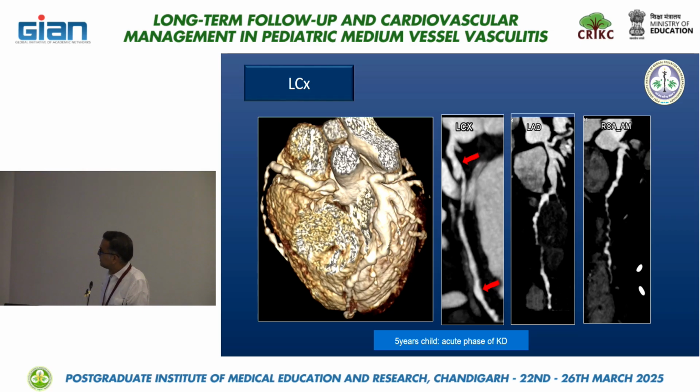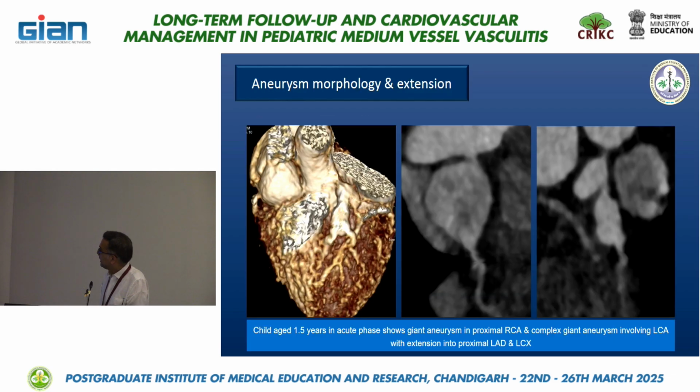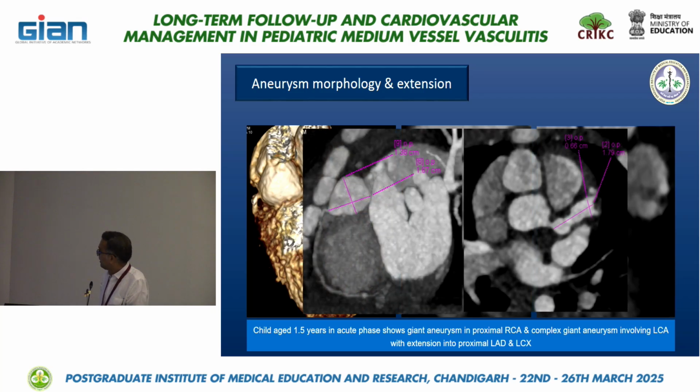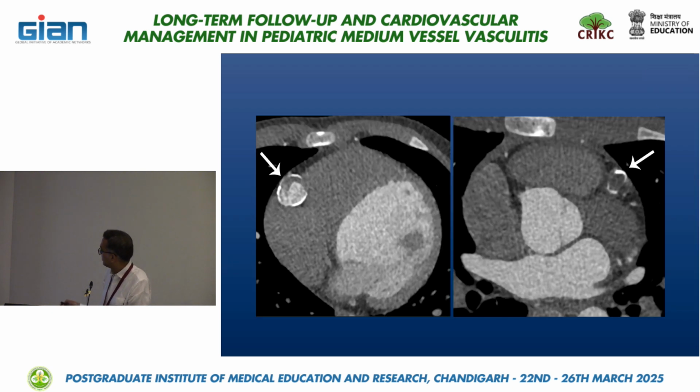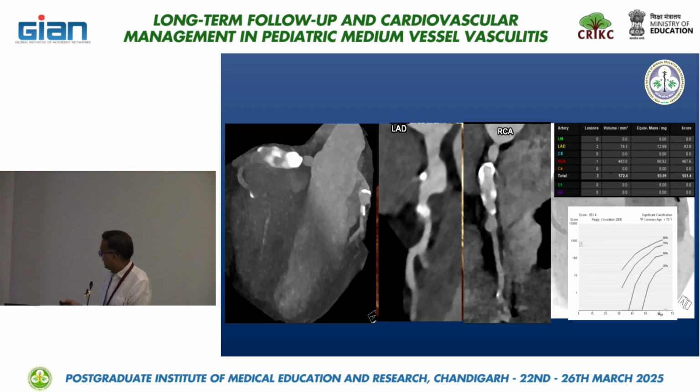So CT is particularly highlighted as important for delineation of the LCX abnormalities, which may not be properly picked up on echo. And we can see the whole length of involvement as well as its morphology, location, eccentricity and all features. Then subsequently we may see the changes in the wall as well as formation of calcification. We can quantify the calcium score and its progression, or whether it is the same during the follow-up.